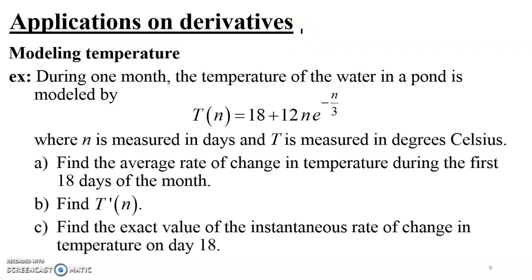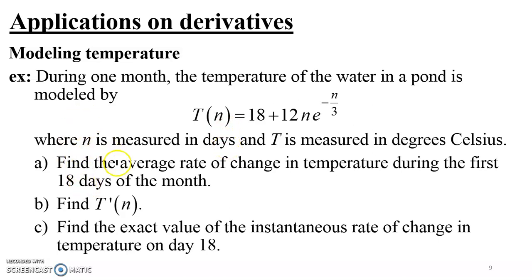In this exercise, we're going to be modeling temperature in order to highlight the difference between an average rate of change and an instantaneous rate of change. As you can see here, during a month, the temperature of the water in a pond is modeled by this given function, T of n, where n is the number of days after the beginning of the month, and T is the temperature measured in degrees Celsius.